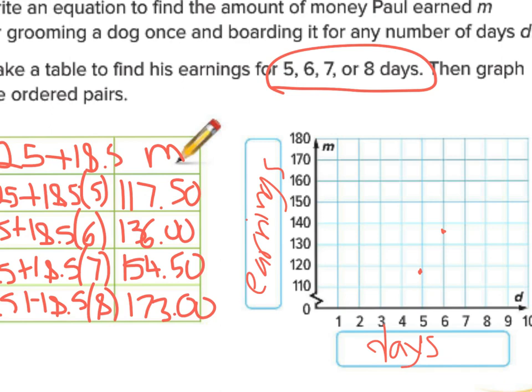7 days would be between 150 and 160, because as you can see, it's 154. So it would be just between 150 and 160, right about here. I'm going to go ahead and do that right there. And then finally, 8 days, I have just over 170. As you can see here, 8 days, 173. So I go up to 170, just over it, right about there will be a good place to put it for 8 days. And you can see that my relationship is linear.